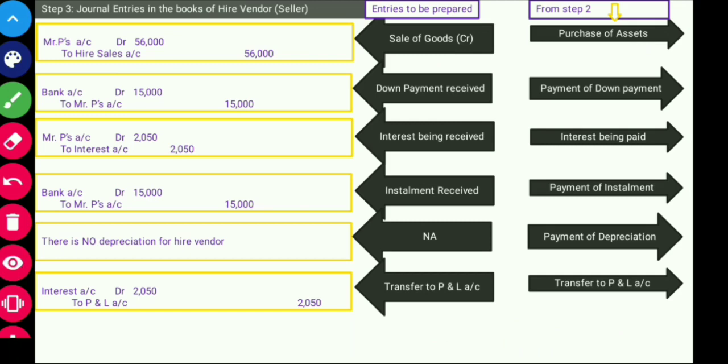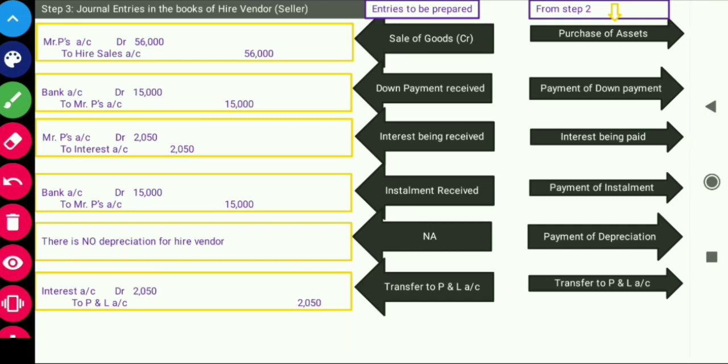The second transaction is all about receiving of down payment. So debit what comes in? Bank account. And who is the giver? Mr. P is the giver, so credit his account. That's simple.